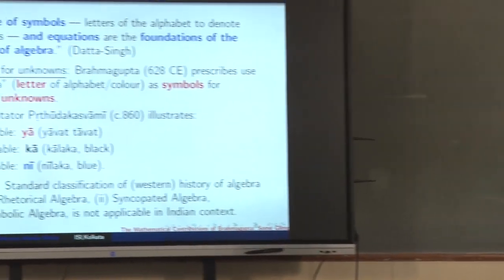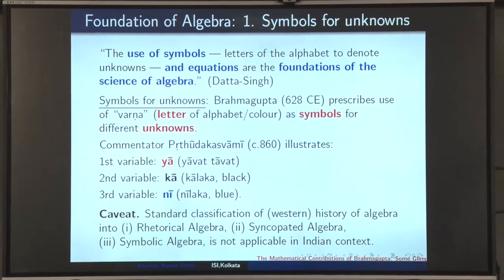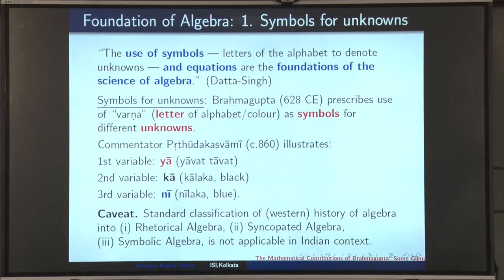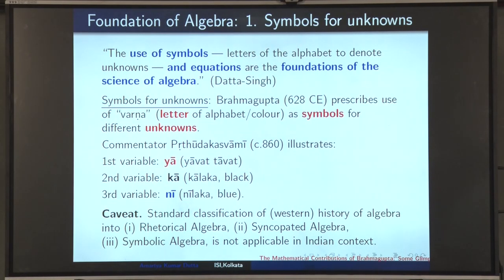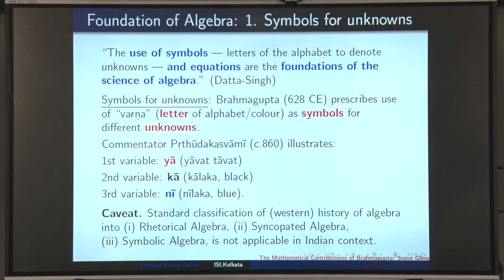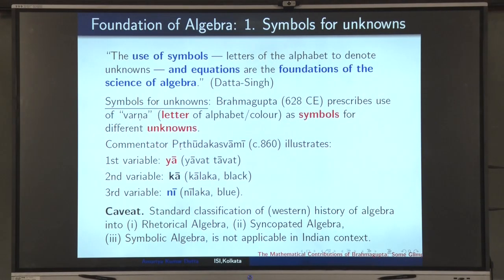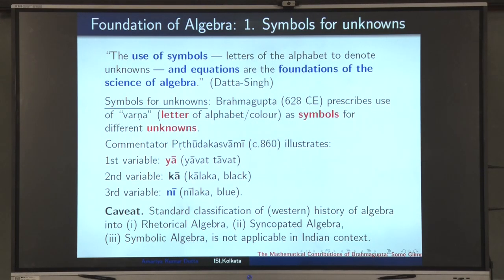So symbols for unknowns. Brahmagupta prescribes the use of varna. What is the meaning of the Sanskrit word varna? It means letter of the alphabet as well as color. So he plays with this varna as symbols for different unknowns. His commentator Prithu Goswami illustrates. The first word is not a color, because there is already a term from a long time ago, yavat tavat. So the first letter is ya. So ya is that X. But if you have more unknowns, then start using colors.